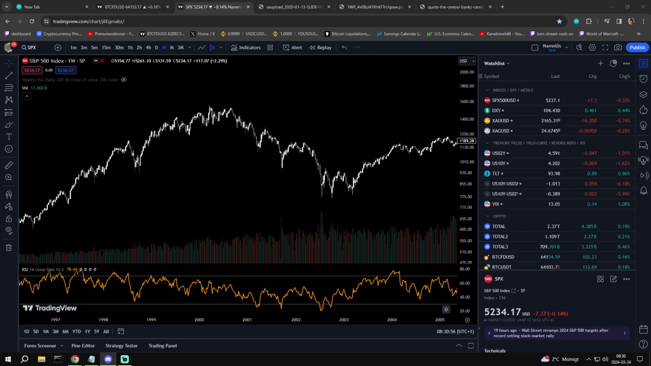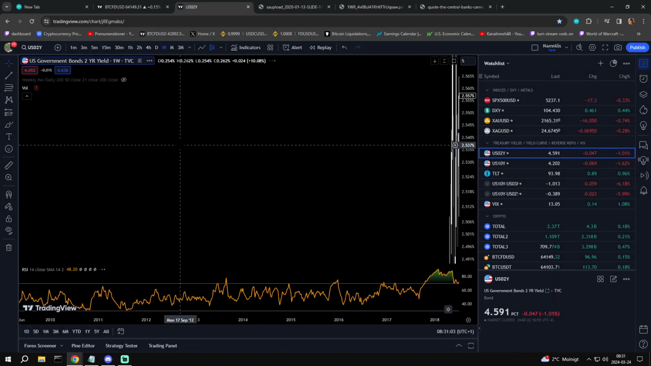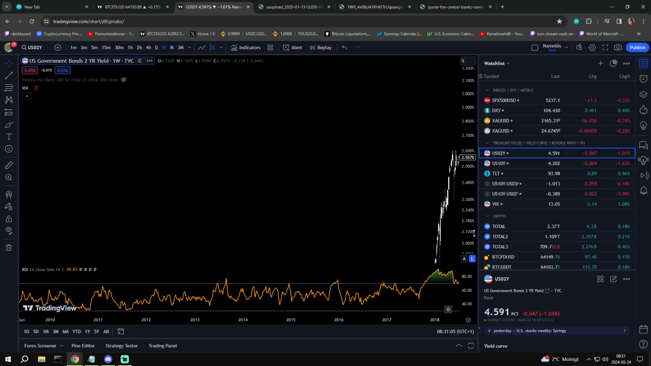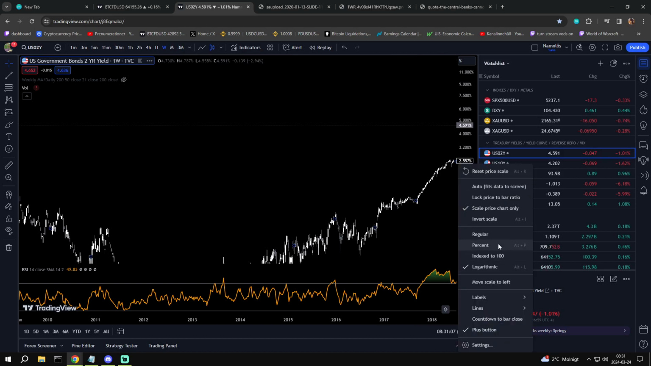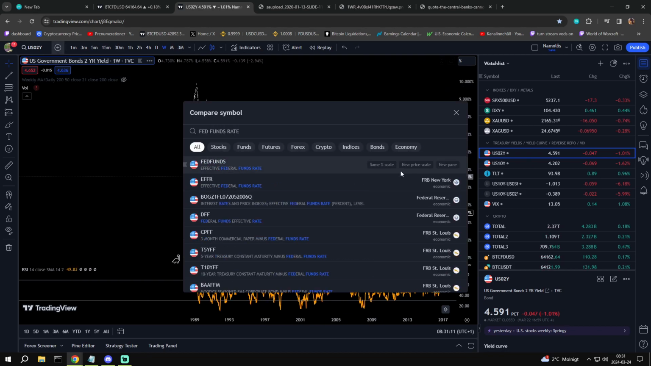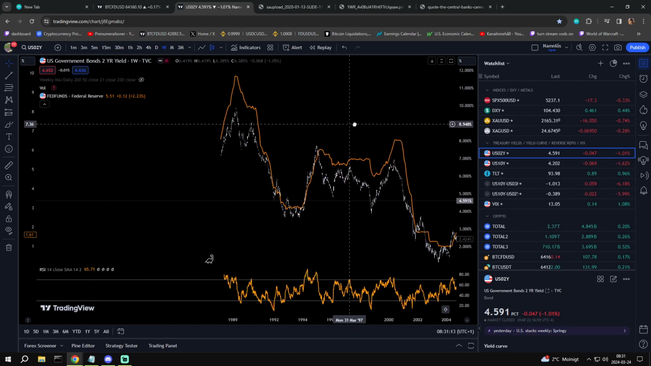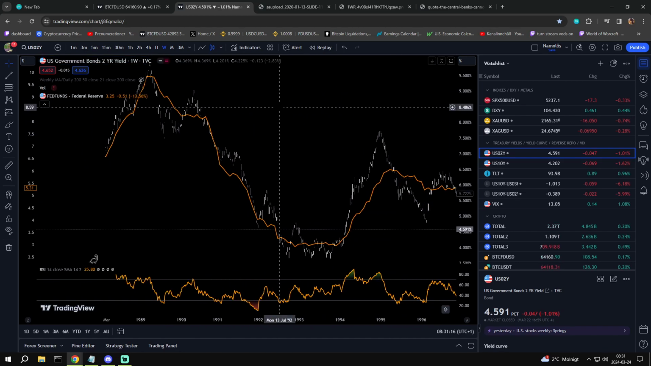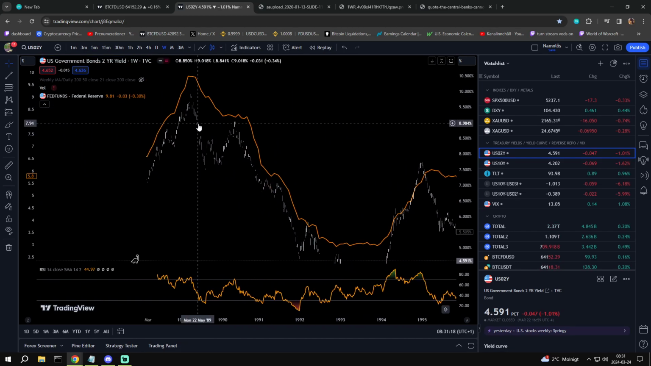So I wrote down a couple of things here. Number one, let's just look at what actually happens. We should probably go to the 2-year Treasury yield. I've done this many, many times before, but it's important for us to understand that Jerome Powell doesn't really control interest rates. Okay, this is the 2-year Treasury yield.